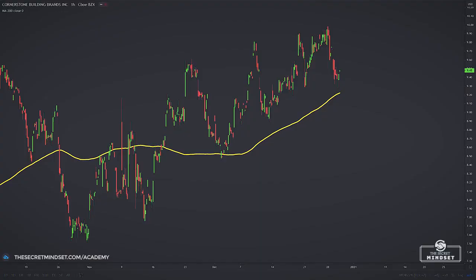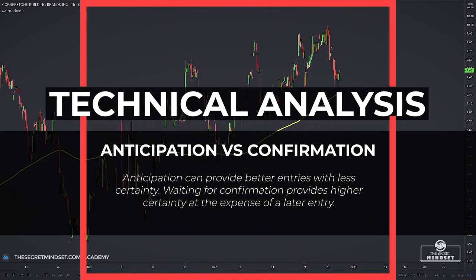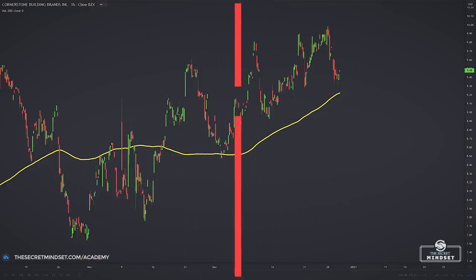Third rule is to find a balance between anticipation and confirmation. When planning a trade, there are two basic approaches. You can anticipate a move, or you can wait for confirmation. Both methods have their pros and cons. Anticipation can provide better entries with less certainty, whereas waiting for confirmation provides higher certainty at the expense of a later entry.